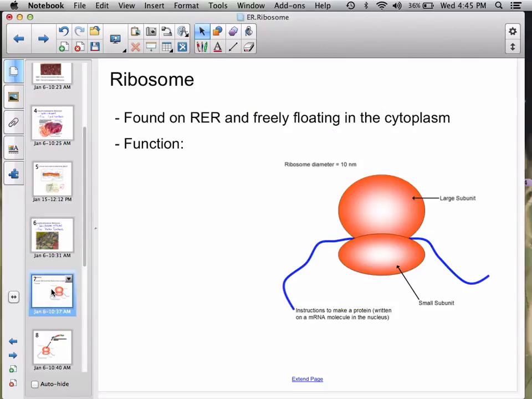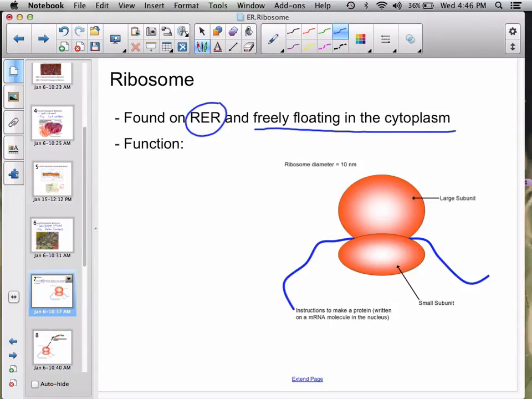Ribosomes, they're found on the rough ER. That's what the RER stands for. They are also found freely floating in the cytoplasm. And they are found in all cells on Earth. So human cells, bacterial cells, plant cells. Every cell on Earth has ribosomes because every cell on Earth has to produce proteins.